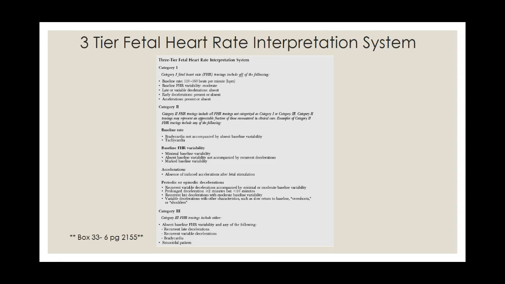So what you need to know is that Category 1 is good. Category 2 encompasses pretty much everything that Category 3 or 1 does not encompass, and Category 3 is bad. If we call our physician and tell him that our fetal heart rate strip is Category 3, then he needs to be coming over to the hospital to check it out, because that's a bad thing.